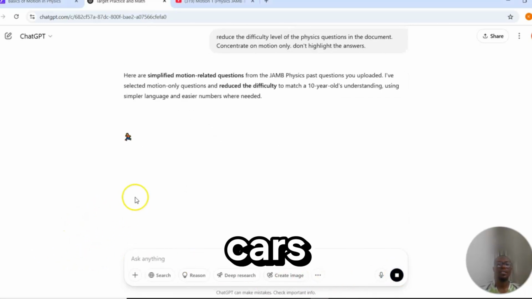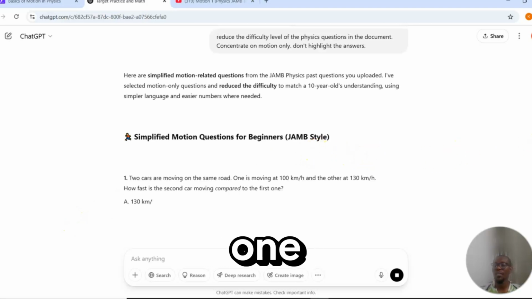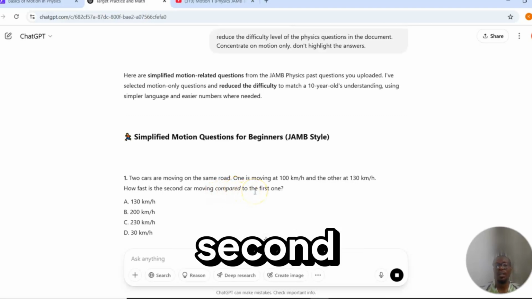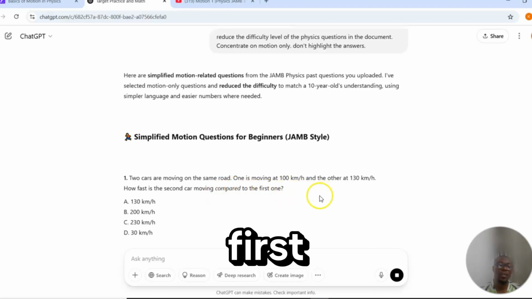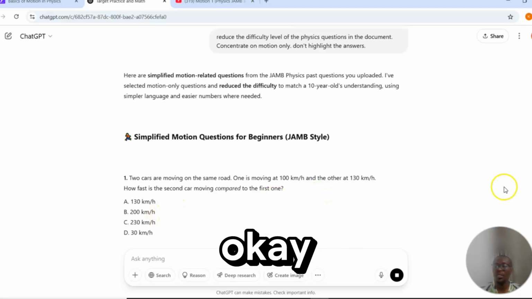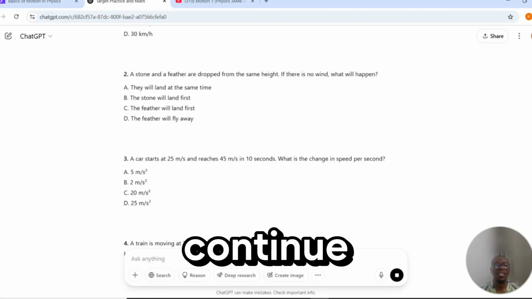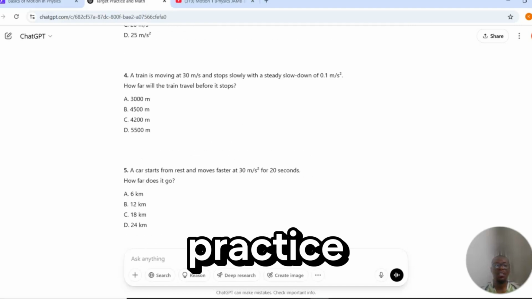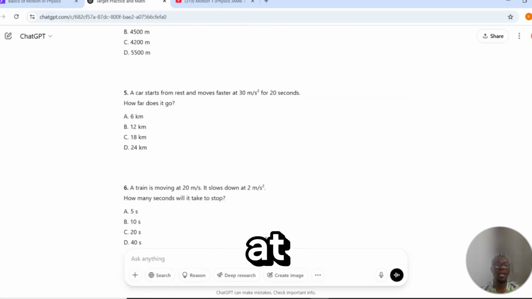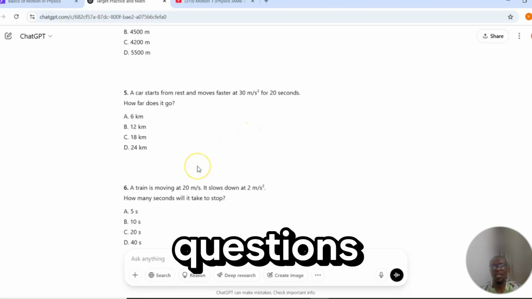And look at it. Two cars are moving on the same road. One is moving at 100 km per hour and the other at 130 km per hour. How fast is the second car moving compared to the first? You can just see these are basic physics questions. So you can continue at SS1. You can practice this way. Maybe at SS2, you can practice with your normal JAMB questions.